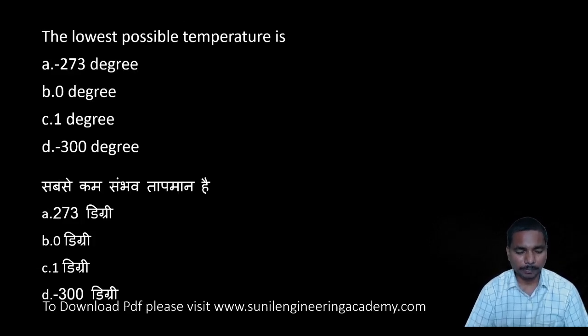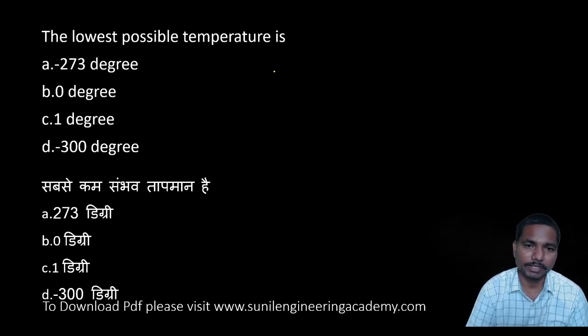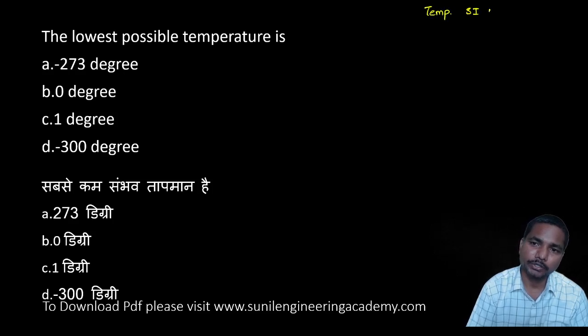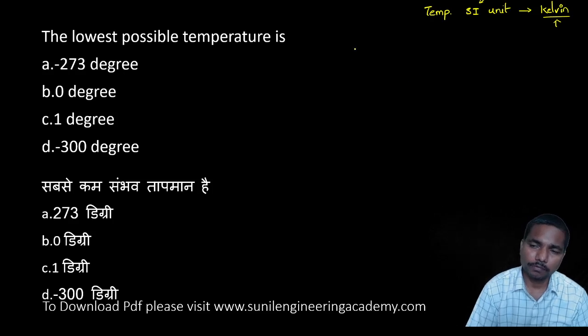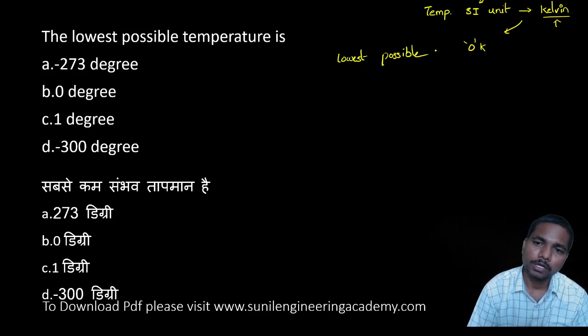The lowest possible temperature is dash. What is the lowest possible temperature? If you consider the temperature SI unit, what is it? That is Kelvin. Kelvin is a very important unit, the SI unit of temperature. The lowest possible temperature in Kelvin is 0 Kelvin.